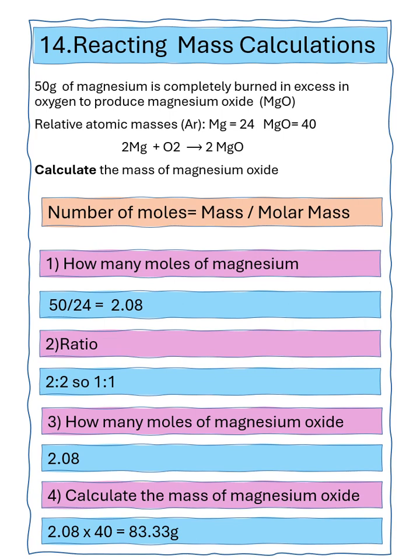mass divided by molar mass. The number of moles is 2.08. We multiply that by the molar mass, which for magnesium oxide is 40. That gives us 83.33 grams of magnesium oxide from 50 grams of magnesium.